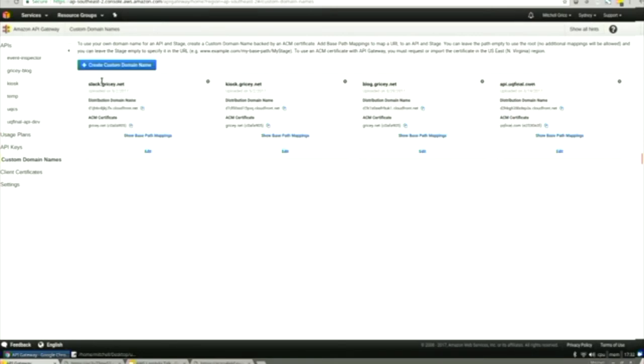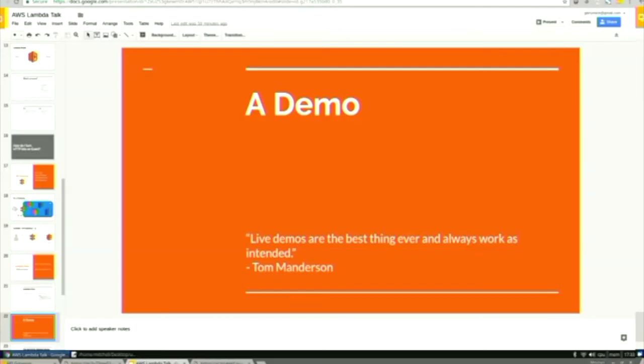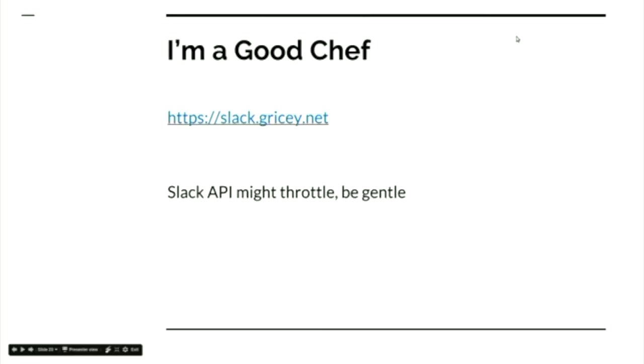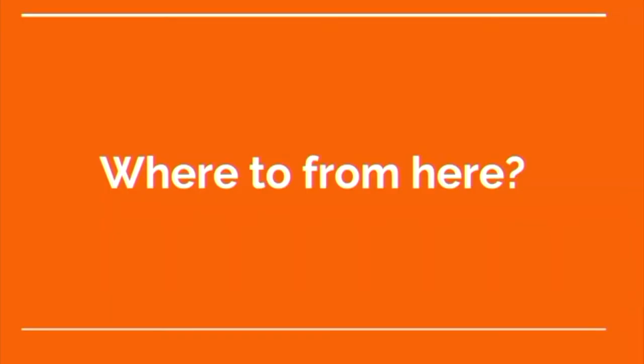into Route 53. So if you want to play with the thing I've made, I've made one earlier because I'm a fantastic chef, and you can access that at slack.grice.net. Please don't kill it. I don't know what the rate limit is on the Slack API, but every request you send it, it forwards onto the Slack API. Cool? Cool. So what do you do from there?